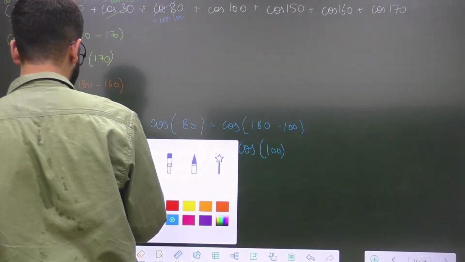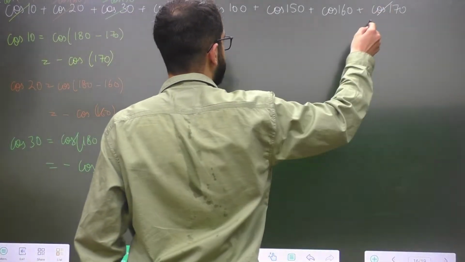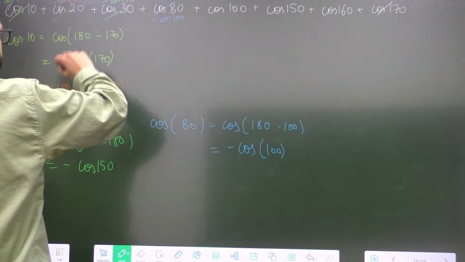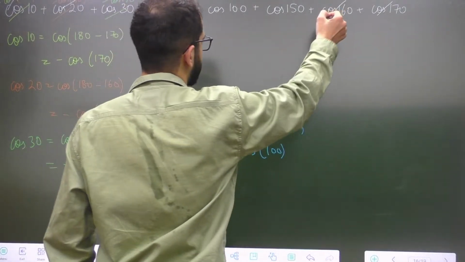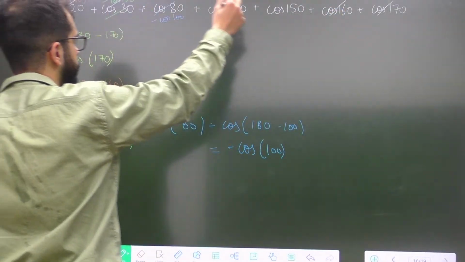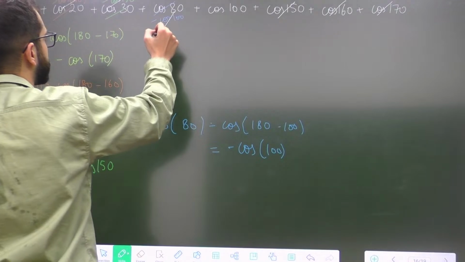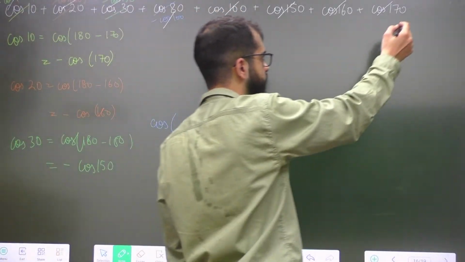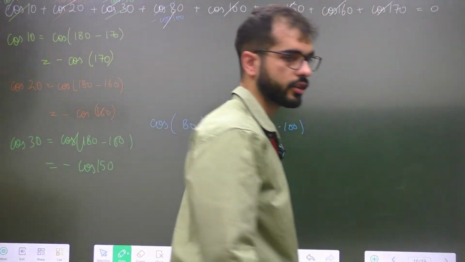Now if we observe, then cos 170 and minus cos 170 will get cancelled. Minus cos 160 and cos 160 will get cancelled. Minus cos 150, cos 150 gets cancelled. Minus cos 100 and cos 100 will get cancelled. So the final answer what I'll get is 0.